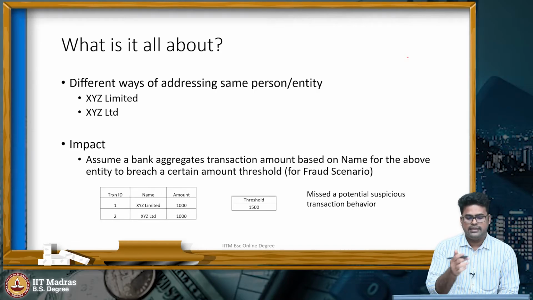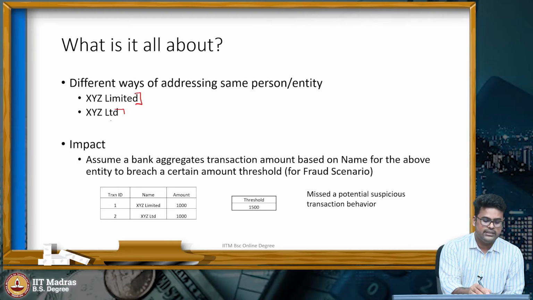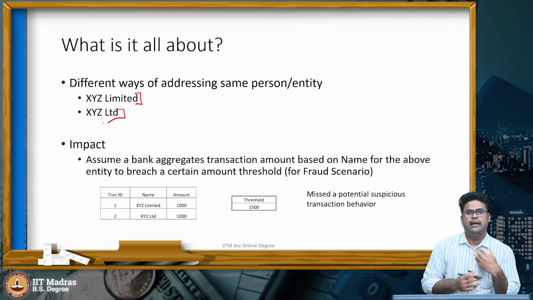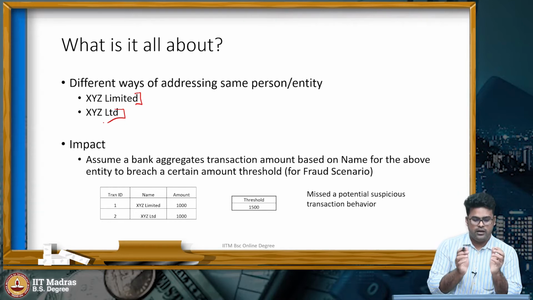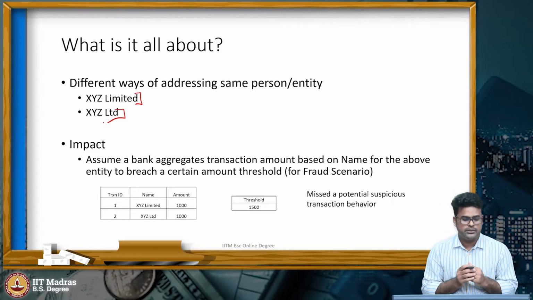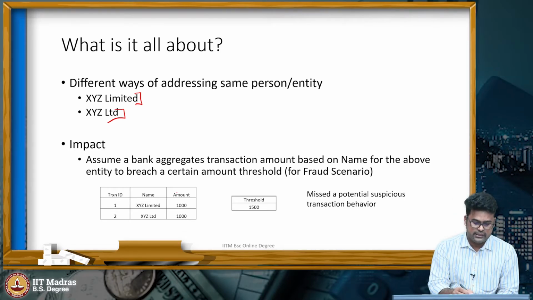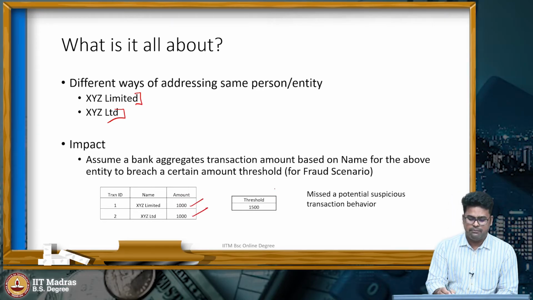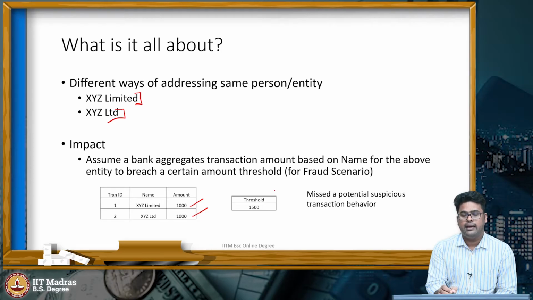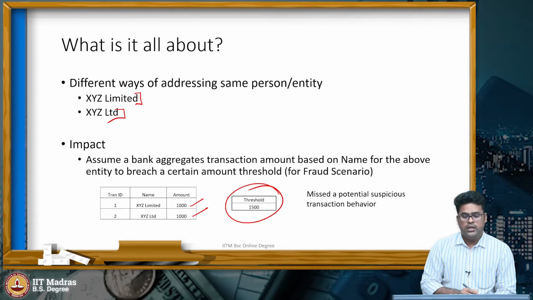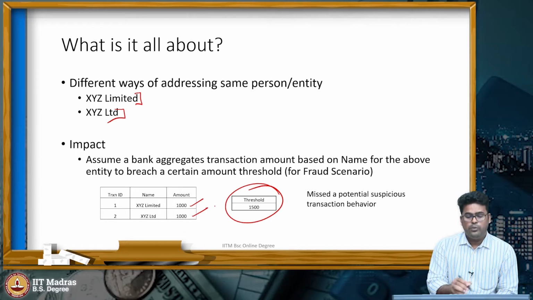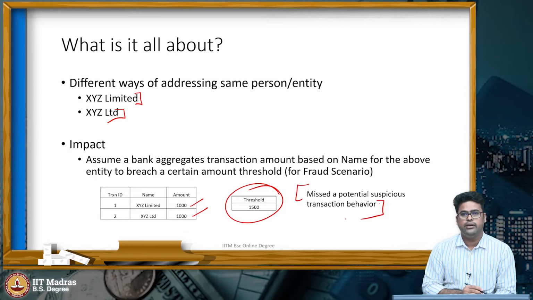So let's say in this particular example, I have the entity names XYZ Limited and XYZ Ltd. From a human's perspective, I might feel that these two belong to the same entity. However, when I am doing a group by, from the system's perspective these are treated as two different entities. Now let's say there are two transactions done by this entity, equaling $1,000 each, and the bank had put a threshold of $1,500. When taken individually, they are not breaching this threshold. As a result, there is a chance of missing a potentially suspicious transaction behavior.